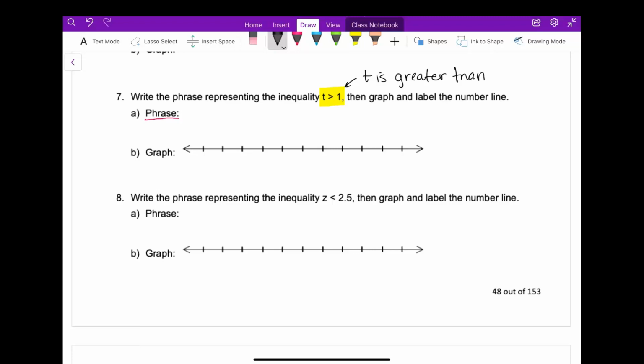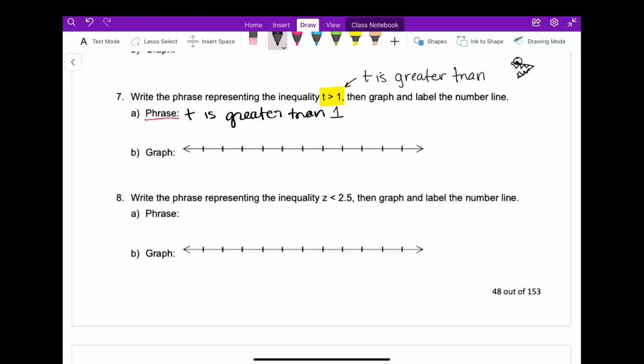And if you recall, let me remind you of our crocodile, right? The crocodile will always eat the most of something. So in this case, the t is greater than the 1. Just bring down the statement. Just by pointing at it and reading it, I was able to write the phrase. So t is greater than 1.